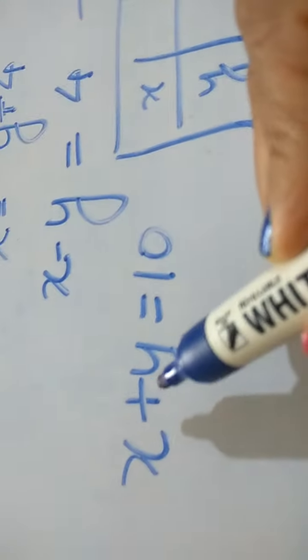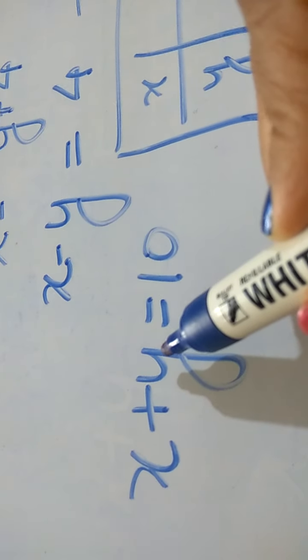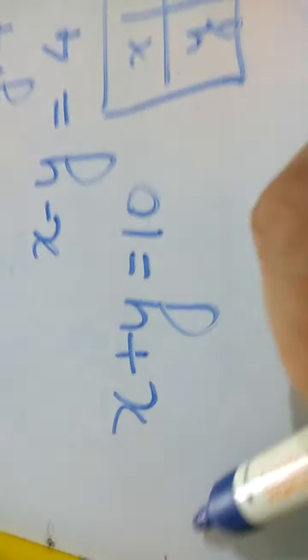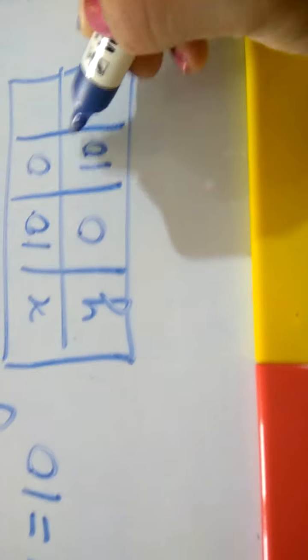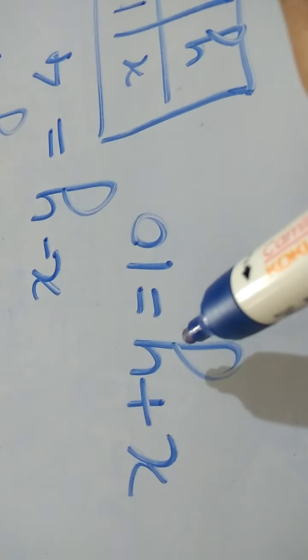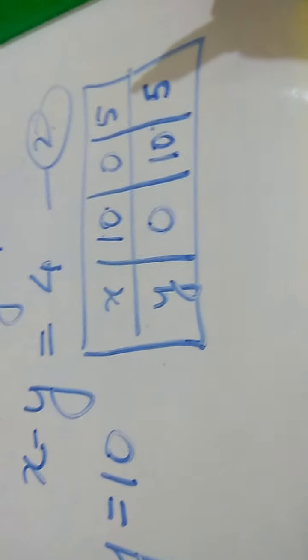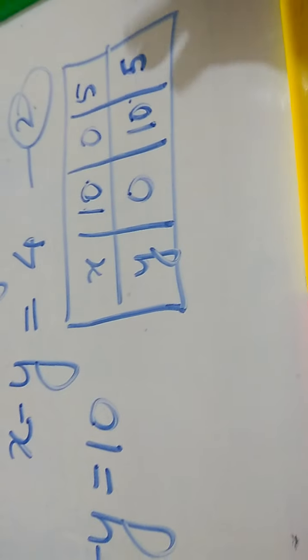So now here I will substitute y to be 0, then I will get x is 10. So if y is 0, then x is 10. Similarly, if I put x 0, then y comes out to be 10. If I take y to be 5, then x is also 5. So these are the three values we have got.